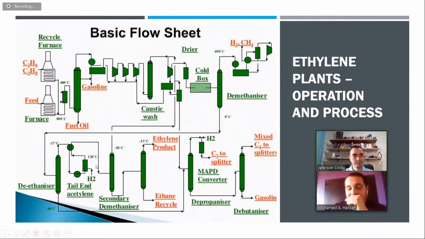The effluent from the acetylene converter is cooled and then goes back to the fractionator, which is a C2 ethane-ethylene splitter. The ethylene product is separated from the top, and the bottom is the ethane, which can be stored in spheres, or can be recycled back to the furnace to be used as a feed.